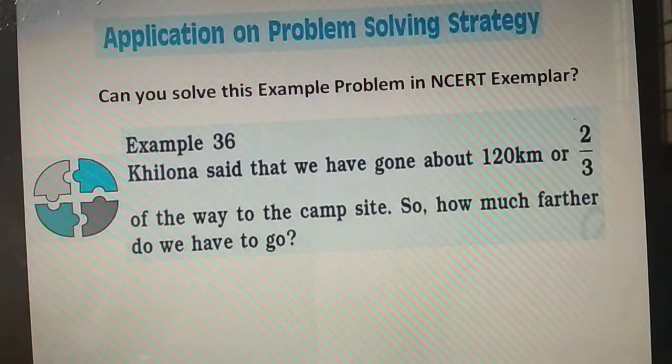Let me explain this problem to you in simpler words. We start from the school to the campsite. After going about 120 kilometers, which is 2/3 of the way to the campsite, how much distance more should we travel to reach the campsite? That is the problem.